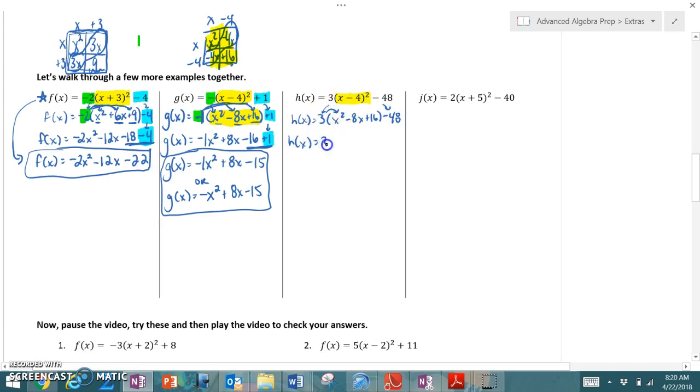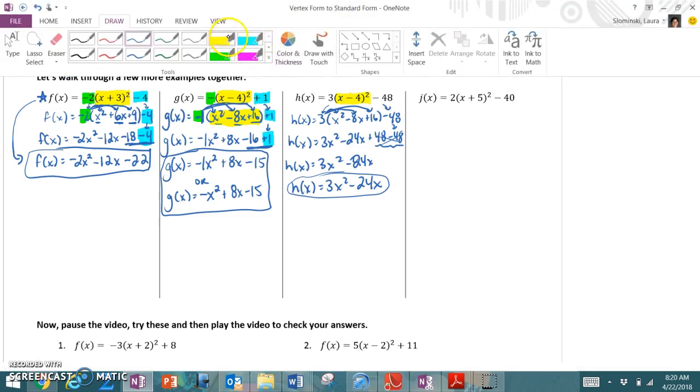Next step, I deal with that 3 in front. I'm going to distribute it through. I have 3x squared minus 24x plus 48. And then don't forget to bring down this minus 48. Last step, I combine like terms. I have my 3x squared. I have my minus 24x. And then I have a plus 48 and a minus 48, so they cancel. So this is my final answer. I messed up on my 2, so let's rewrite it nicely. Minus 24x. So you can see there are times where that constant goes away.